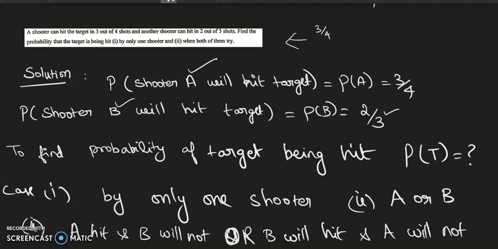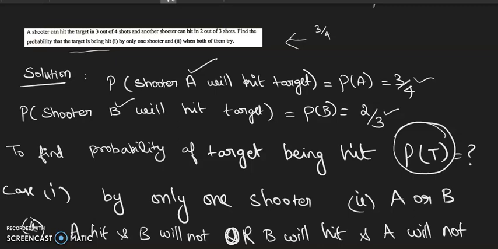Probability that the shooter A will hit the target, that is P of A, is 3 by 4, and probability that the shooter B will hit the target, P of B, is 2 by 3. So I have written the question in the probability format. Now find the probability that the target is being hit. So I have to find the probability of the target being hit, that is P of T.